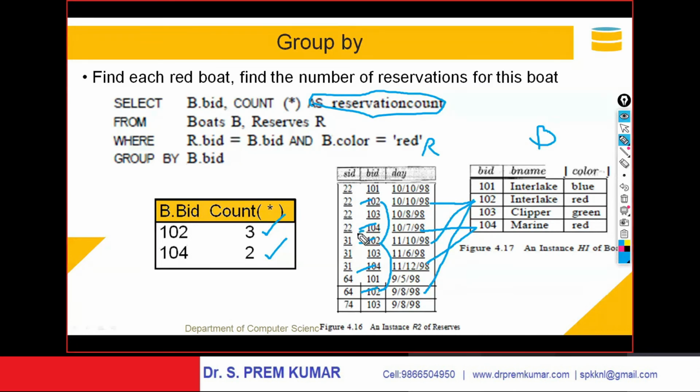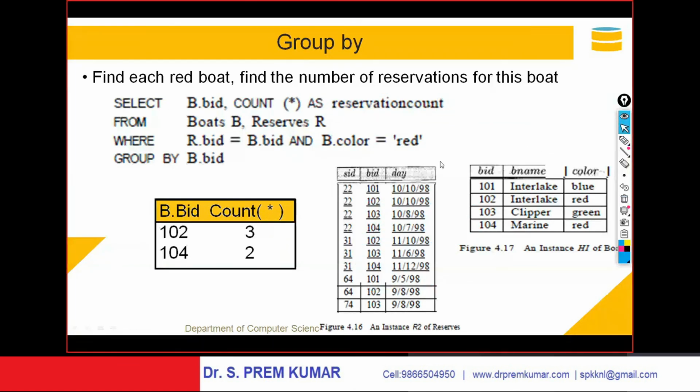This 104 and this 104 became a group. You don't have any more 104s. The count of 104s is 2. So this is the output you get. These two are the red boats: 3 reservations for the 102 boat, 2 reservations for the 104 boat. Please go through this query.